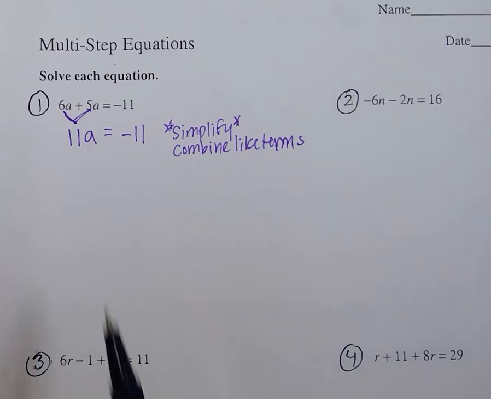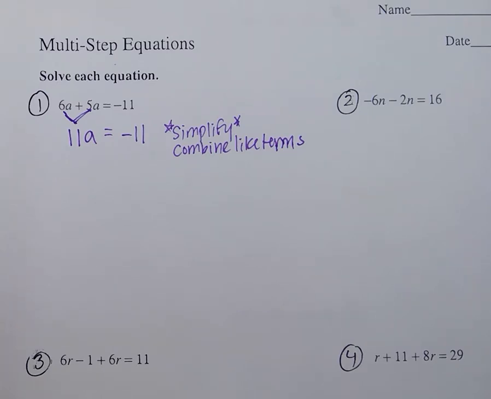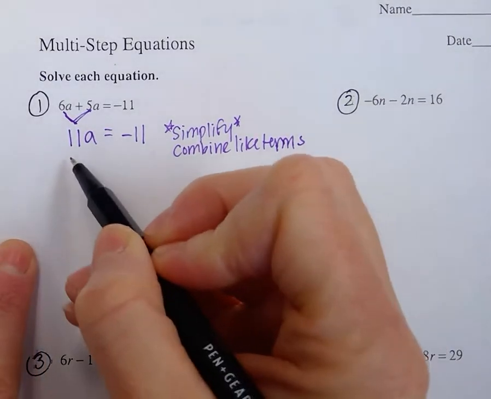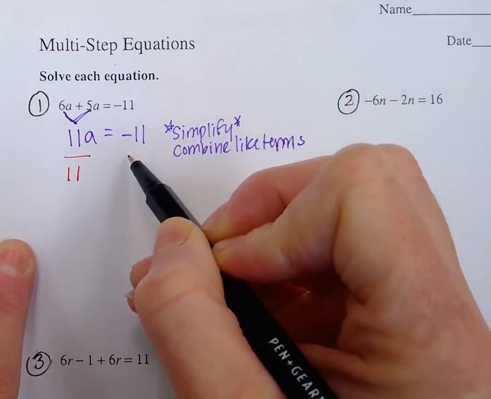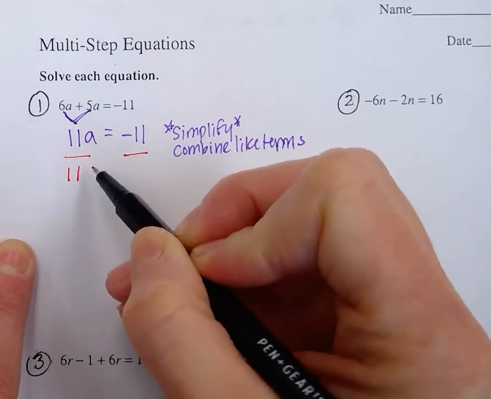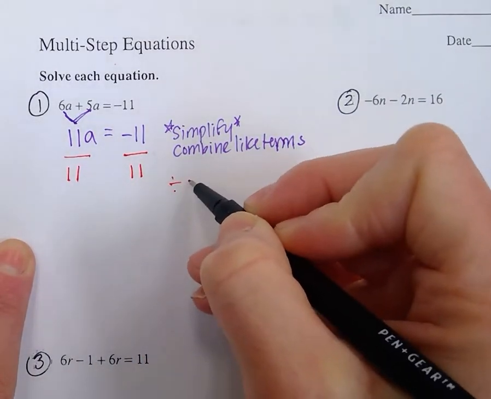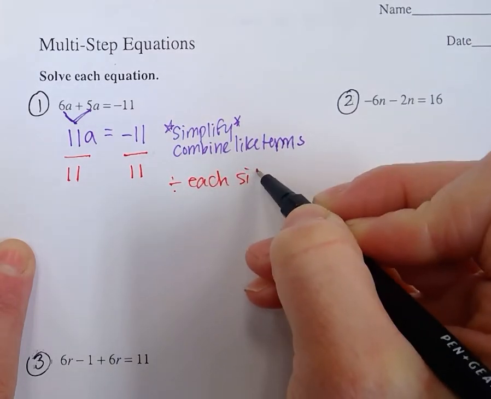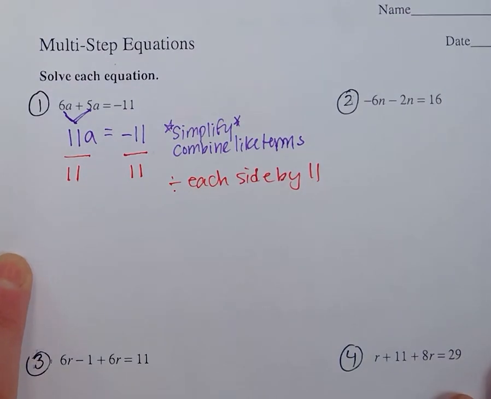So if I have 11 A's, I actually want to know 1A. I don't want 11 A's, I want 1A. So I'm going to break up these 11 A's into 11 groups. If I break up the left into 11 groups, I have to break up the right into 11 groups. Divide each side by 11.